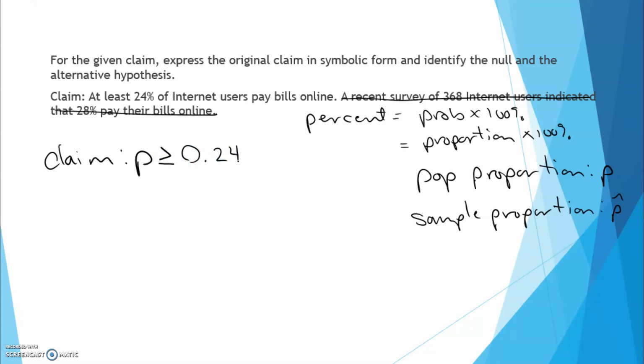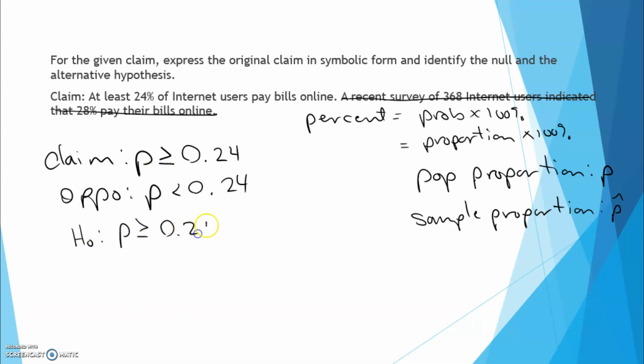So I'm going to get it out of that percentage. The opposite of that, P is less than 0.24. So h sub 0 would be the one with the equal sign. So P is greater than or equal to 0.24. And h sub 1 would be P is less than 0.24. And that's it.